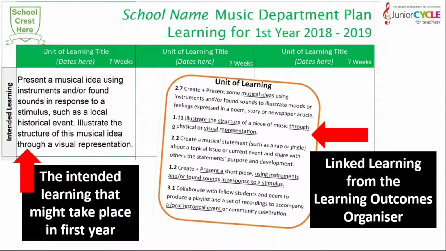So the suggested learning here is that our first years, over a number of weeks, will present a musical idea using instruments and/or found sounds in response to a stimulus such as a local historical event. They will also learn about form in music through illustrating the structure through a visual representation.